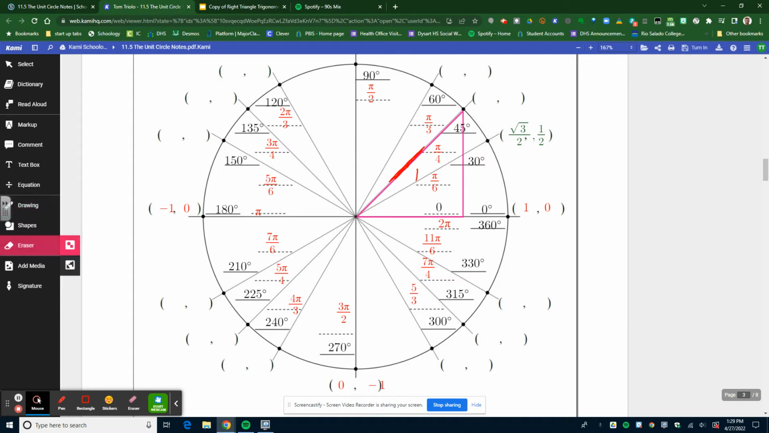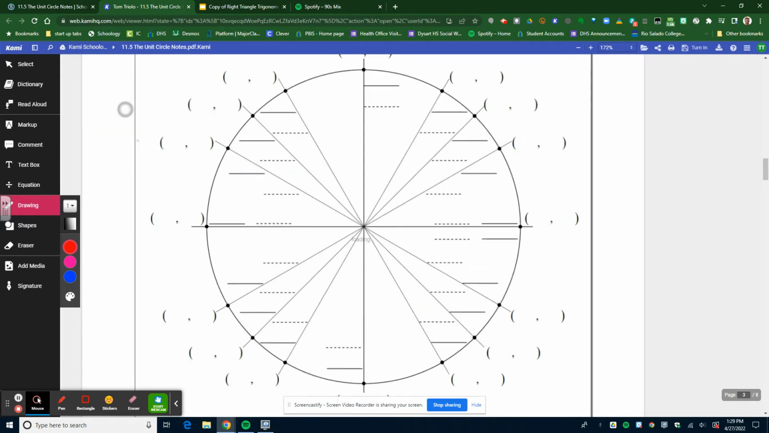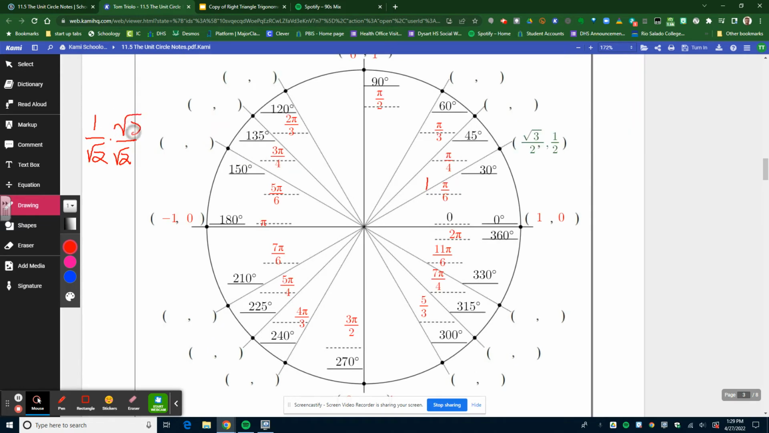The problem is 1 divided by square root of 2. I'm okay with it, but textbooks and tests don't like it. So we're going to rationalize it. Whatever you do to the bottom, do to the top. So that's going to be 1 times square root of 2 over square root of 2 times square root of 2, which is square root of 4, which is 2.